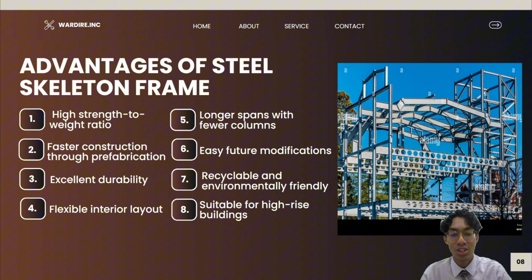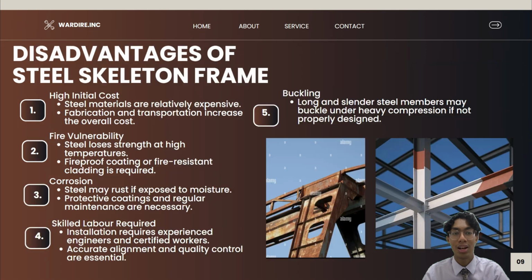Another major advantage is flexibility. Since the frame carries the building loads, interior walls can easily be removed or relocated during future renovation. Finally, steel is one of the most sustainable construction materials because it can be recycled many times without losing its strength. These advantages make the steel skeleton frame one of the preferred structural systems for modern commercial and high-rise buildings.